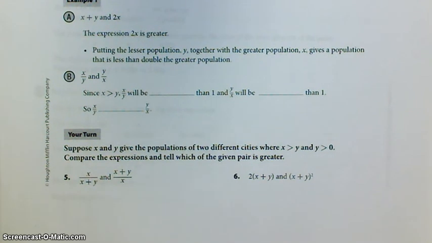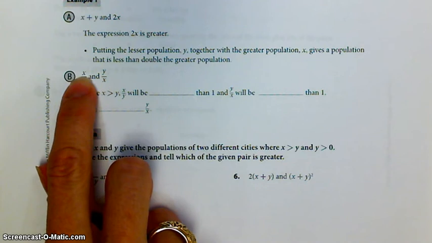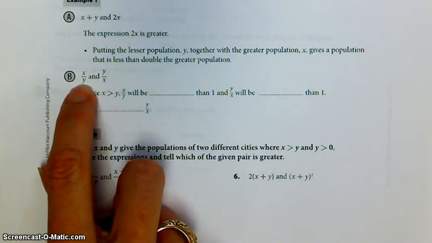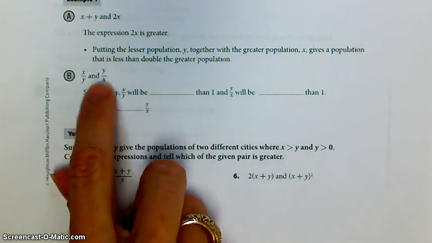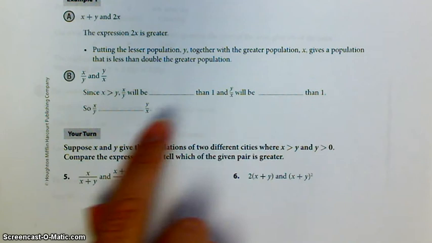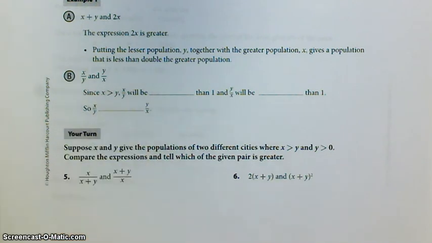X over y and y over x. Well, remember the x is a bigger number and the y is a smaller number. If I have a bigger number divided by a smaller number, that's going to be greater than 1. And if the smaller number is divided by a bigger number, then that's going to be less than 1. So x over y is greater than y over x. Again, just read carefully and think as you go about what they're trying to tell you with the variables and the equations and the expressions.